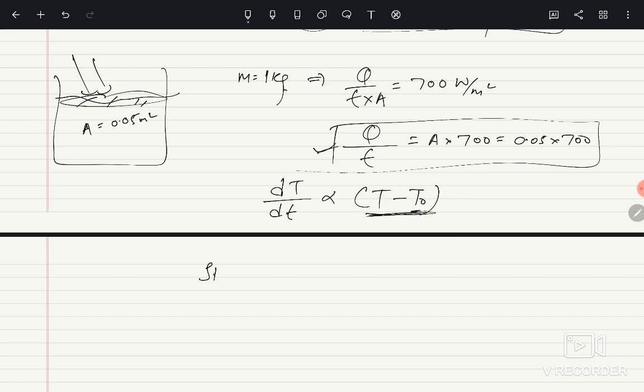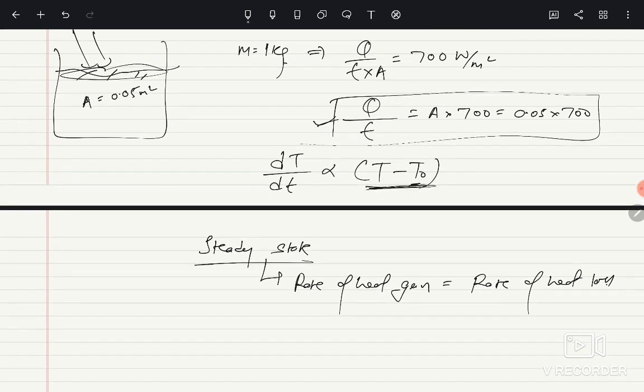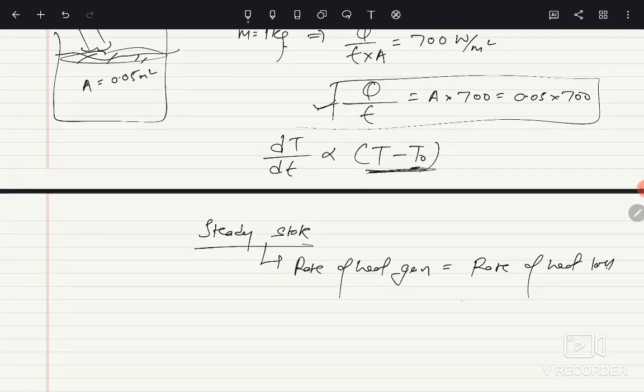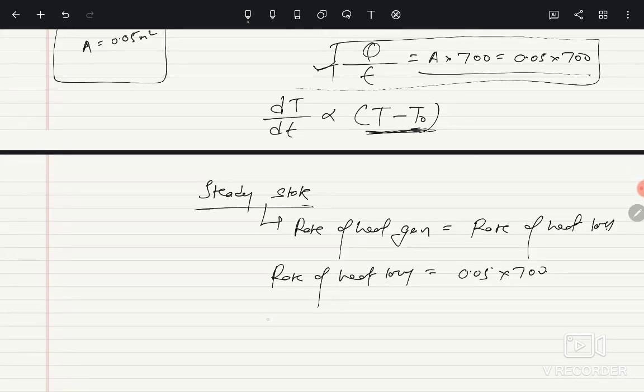What happens after a long time? After a long time, steady state will be achieved. What happens in steady state? Rate of heat gain will be equal to rate of heat loss by the water. So rate of heat loss will be equal to rate of heat gain. This is rate of heat gain, 0.05 into 700, and rate of heat loss we have got due to steady state.